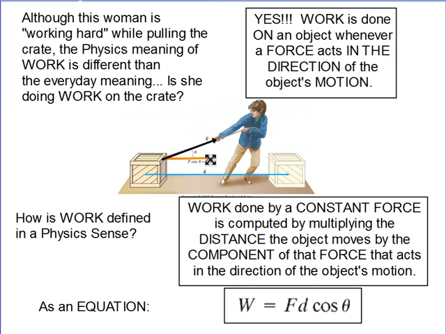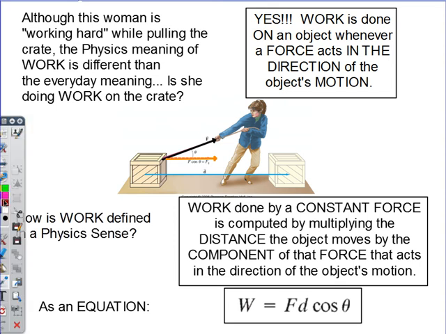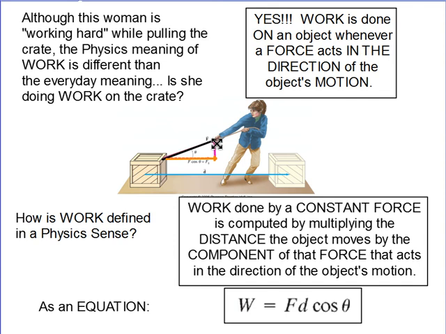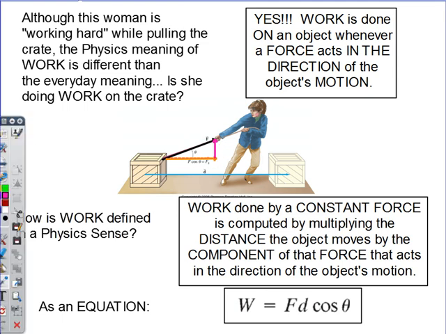The component that's in the direction of the object's motion would be called F parallel, or the component of the force that's in the direction of the displacement. That's actually F times the cosine of theta. The other component of that force, which is this vertical component, actually does no work. That perpendicular component does not contribute to work being done on that object. So that cosine of theta is there simply to take the component of that force that acts in the direction of the motion. And we'll be looking at that concept much more as we progress through today's lesson.